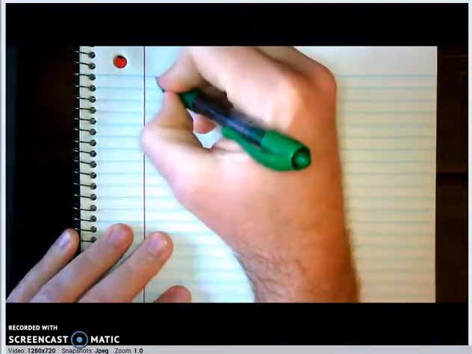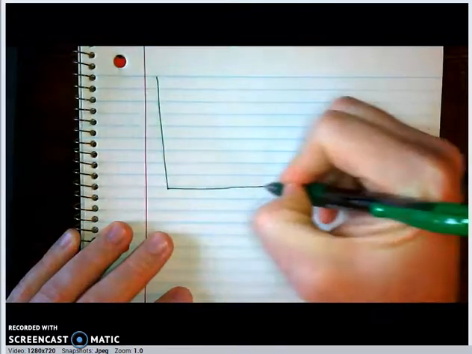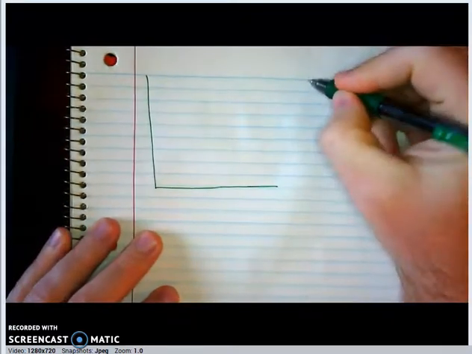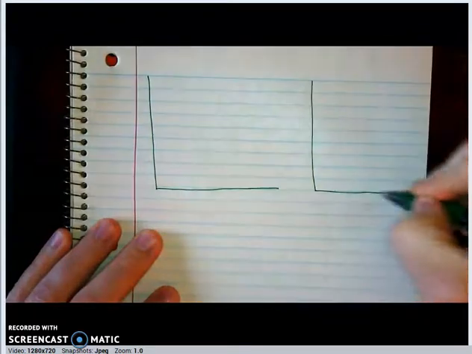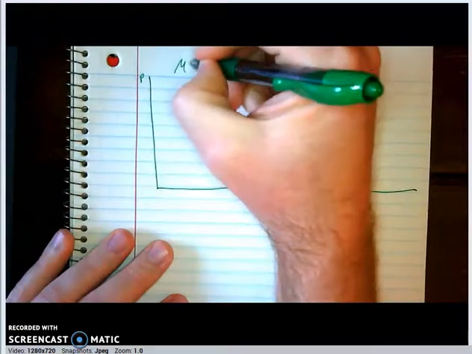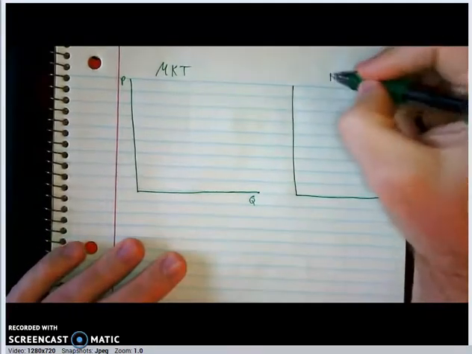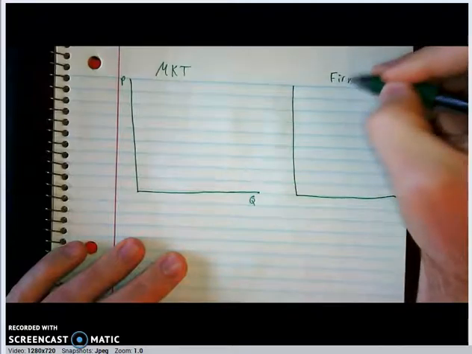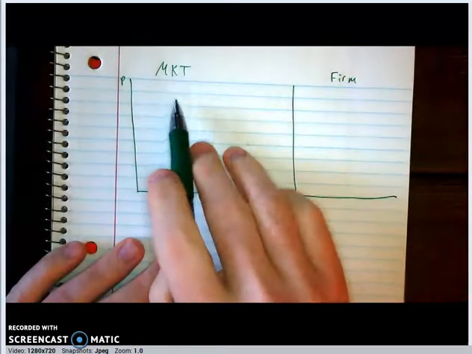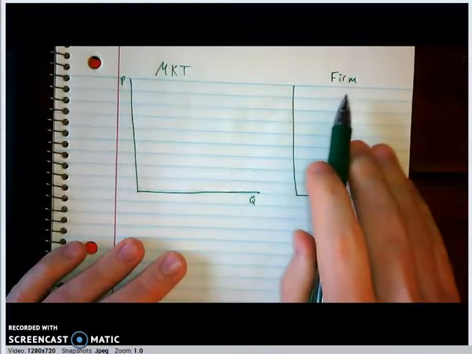When you draw a perfectly competitive market and firm, you set it up a very specific way. We set it up with side-by-side graphs, and we're going to look at the market on one graph. So this is my market graph, my market for bananas. And this is my firm's graph. This is one company, one business in this market. So this is the whole market. This is all buyers and sellers combined. This is one seller in that market.